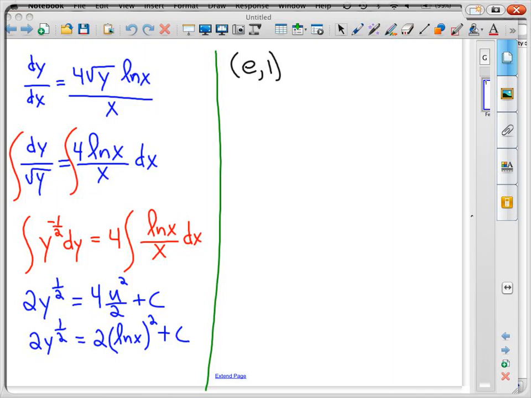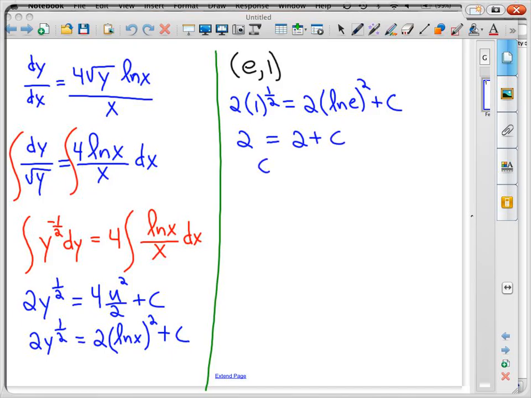So when we plug that in, here I'll use purple again. So when we plug that all in, we've got 2 times 1 to the 1/2 power is equal to 2 times ln of e, quantity squared, plus c. So what do we see here? Well, we see pretty quickly that the left side is equal to 2, and the right side is equal to 2 plus c. So clearly, c needs to equal 0.